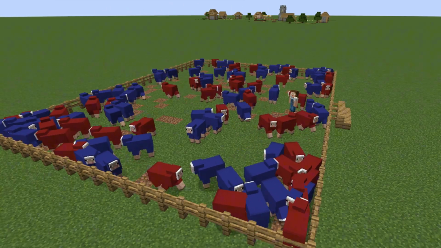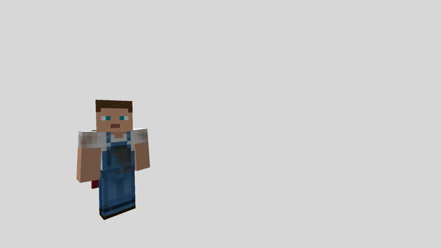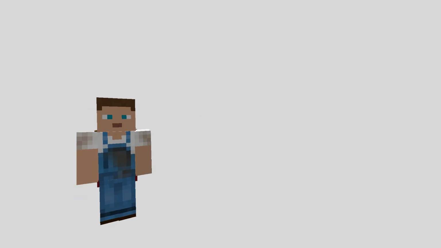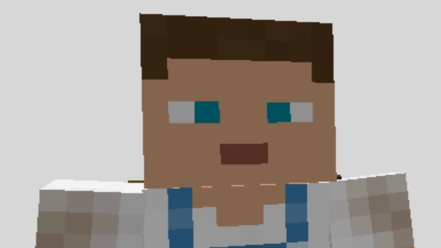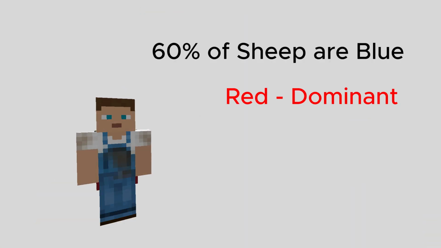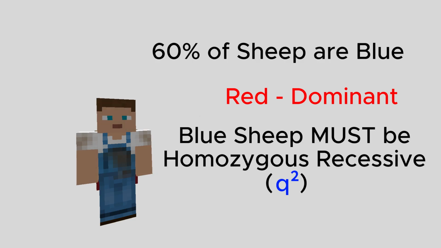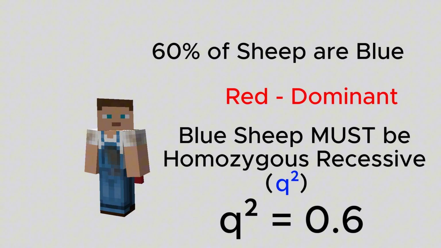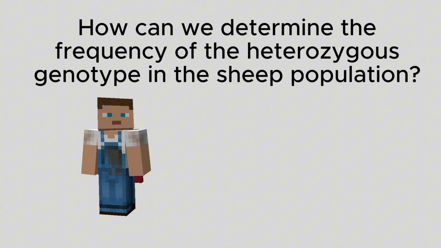60% of these sheep are blue. You know this because I gave you the number. I know this because I kept falling asleep while trying to count them. It took me months. Because red is a dominant trait, this means only sheep with a homozygous recessive genotype will be blue. Therefore, our homozygous recessive frequency, or our Q squared, is 0.6. Our question is, how can we determine the frequency of the heterozygous genotype in the sheep population?